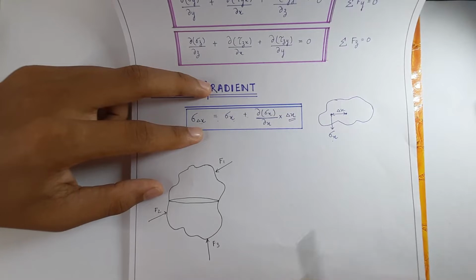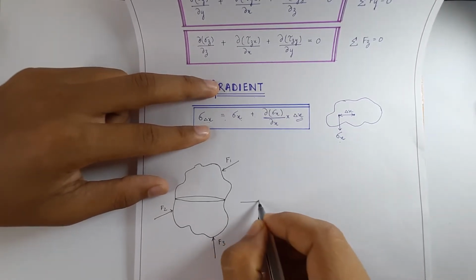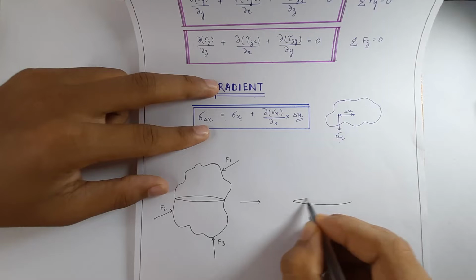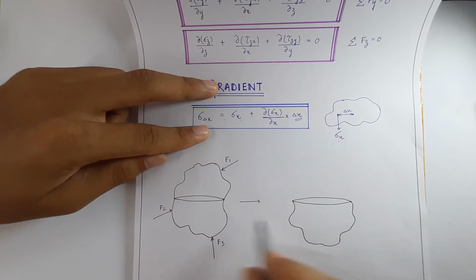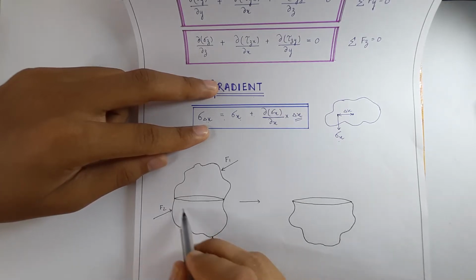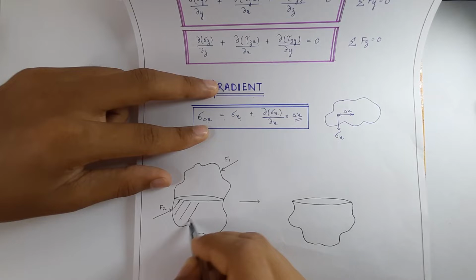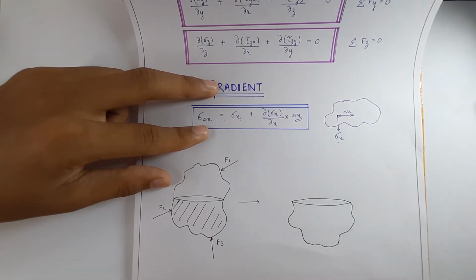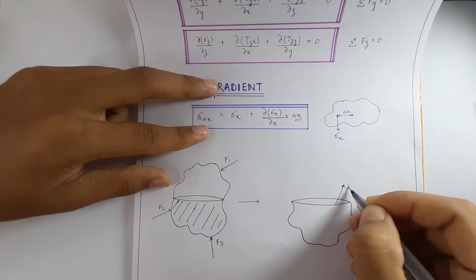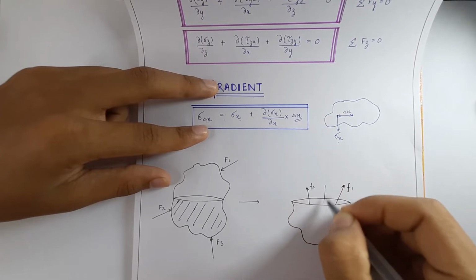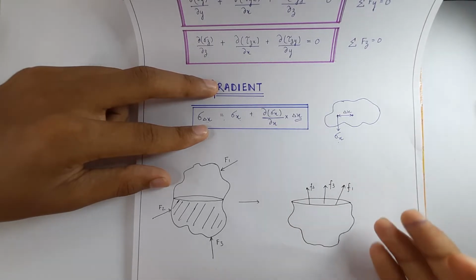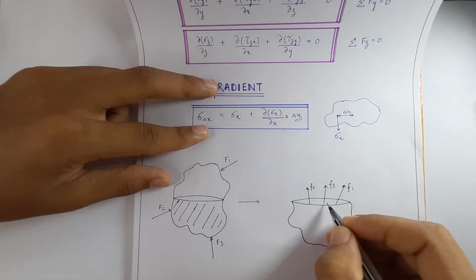So let us draw the internal part of this body here. The body is something like this. After cutting the cross section, we have taken this part under consideration, and we have taken this out here. Under the application of these external forces, we will have a resisting force f1 in this direction, f2 in this direction, and f3 in this direction. We will have all these forces. Now suppose we take into consideration a small area here.